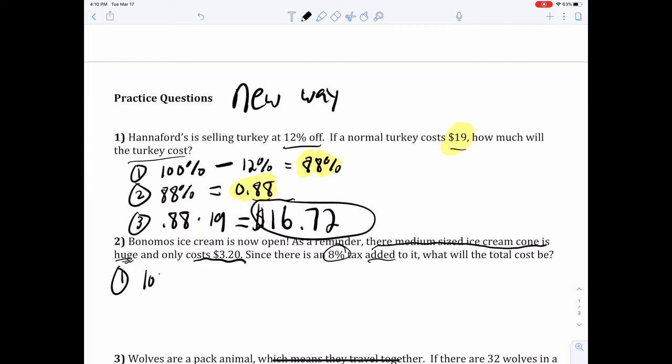We're going to take 100%. And since it's a tax of 8%, a tax is going to increase your percentage. It's going to increase your price. So we're going to do plus 8%. That's going to be 108%.